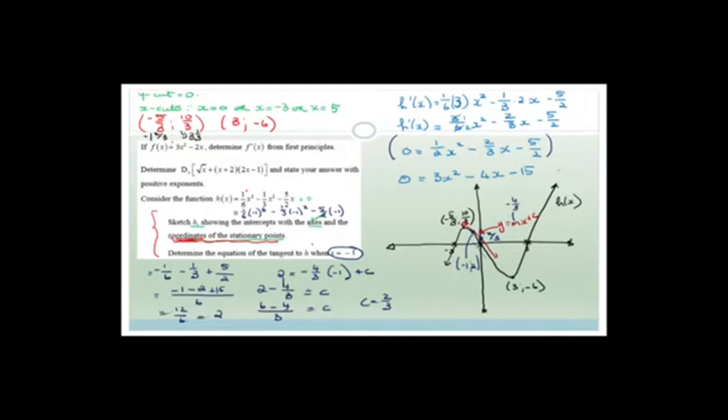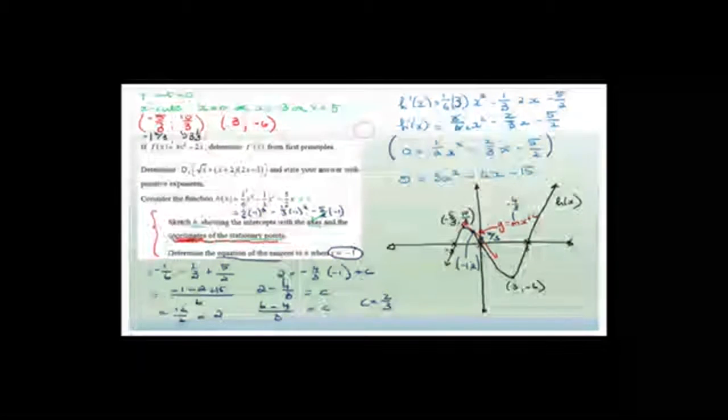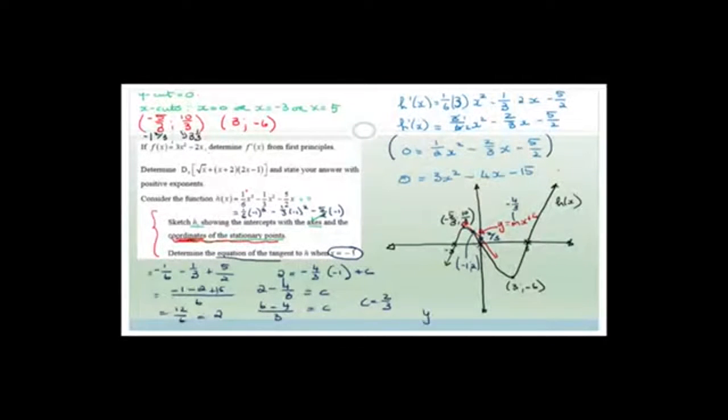But that's not what they asked. They asked for the equation, so we have to write it out. So it becomes y is equal to minus 4/3 x plus 2/3. Wow, grade 12, that's actually quite a nice question.